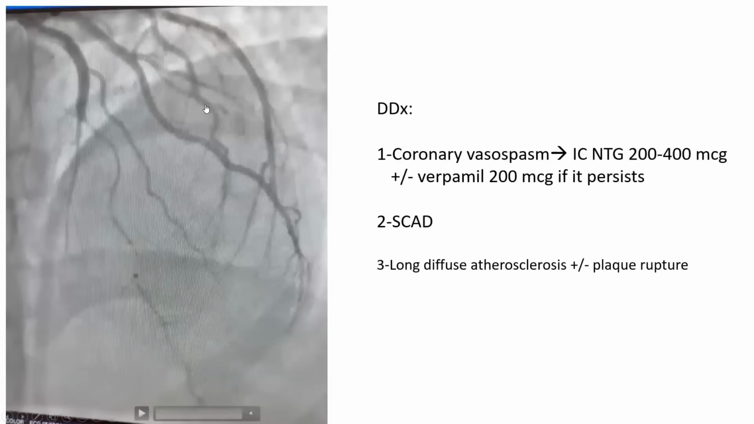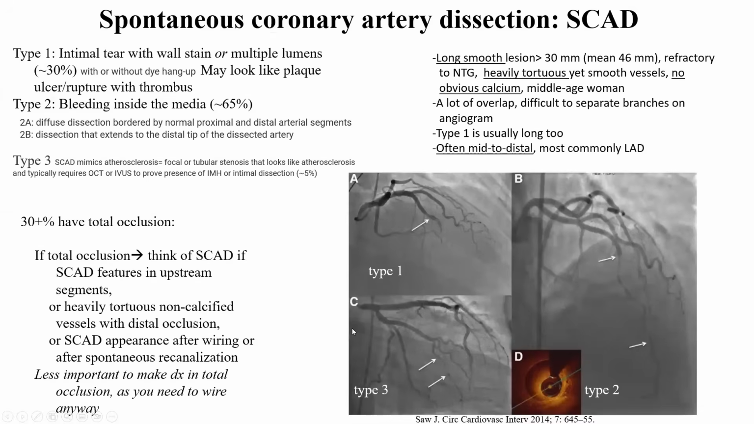So those patients tend to have a lot of vessel overlap and a lot of tortuosity. This patient did not have that, but it had that long, smooth appearance refractory to nitroglycerin without significant calcium. So you should think SCAD in this patient. Another possibility is long diffuse atherosclerosis plus or minus plaque rupture, but this is the least likely diagnosis here. This is most likely SCAD type 2.